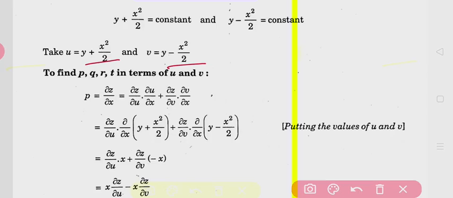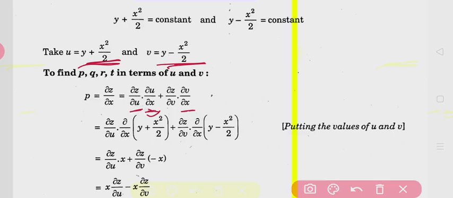So ∂u/∂x, what will it be? ∂u/∂x: the y derivative will be 0, and it will be 2x by 2, that means x. And here ∂v/∂x, what will it be? That will be 0 minus 2x by 2, that means minus x. Okay. So when you place these values, this one is plus x and this one is minus x.